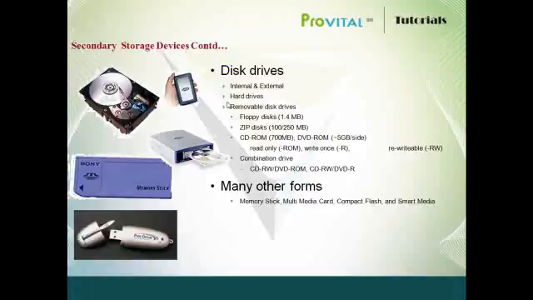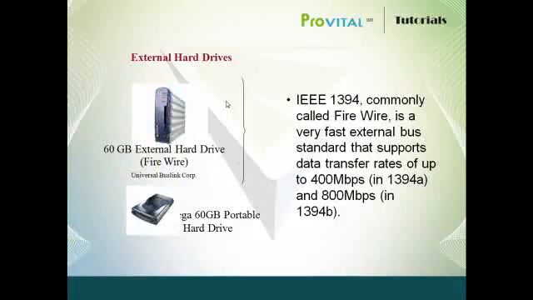Secondary storage devices continue here with disk drives, internal and external hard drives, and removable disk drives like the floppy disk 1.4 MB, floppy disk FDD that we are calling, zip disk 250 MB, CD-ROM of 700 MB, DVD-ROM 5 GB, read and write once only and rewritable also. Combination drives, that is the CD rewritable, DVD-ROM, CD rewritable, DVD writer. Many other forms of memory sticks, multimedia card, compact flash, and smart media. External hard drives.